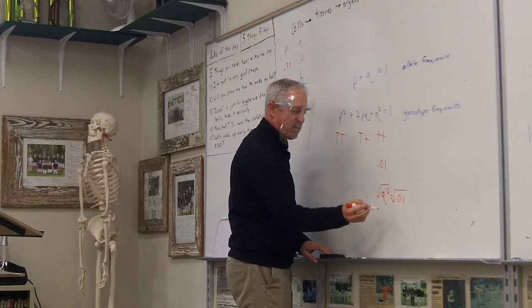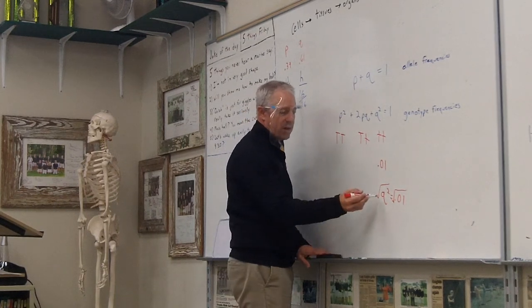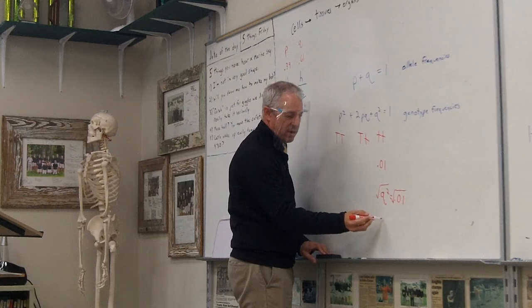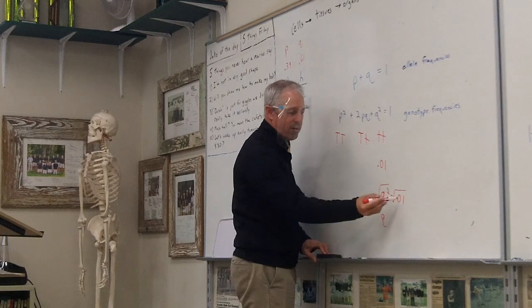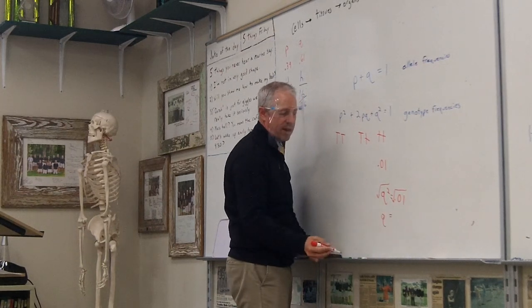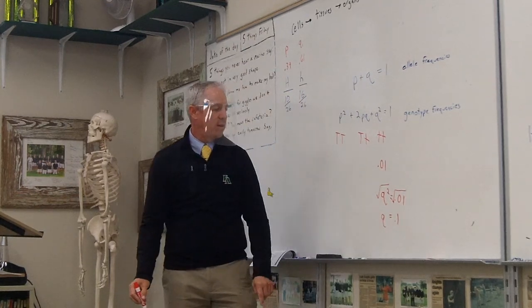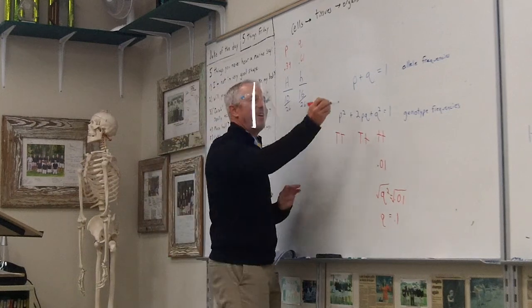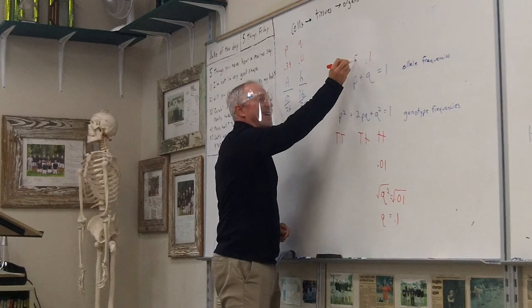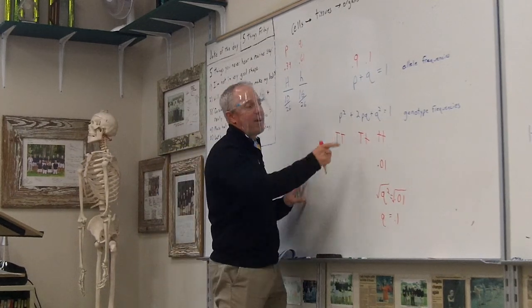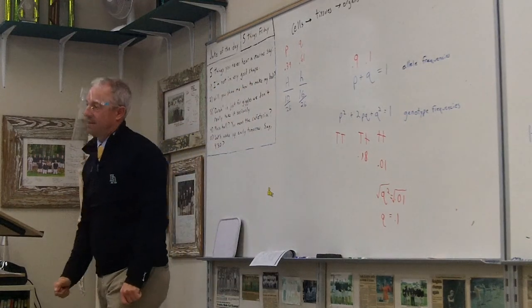Are you allowed to take the square root of both sides in math? What's the square root of Q squared? Q. What's the square root of 0.01? 0.1 times 0.1 equals 0.01. Now we know Q equals 0.1. Now we can figure out P equals 0.9. And now we can figure out 2PQ is 0.18. And that's what Andrew said.